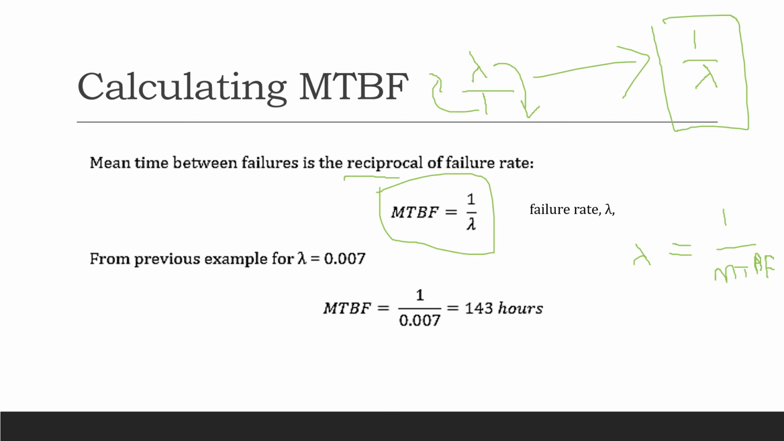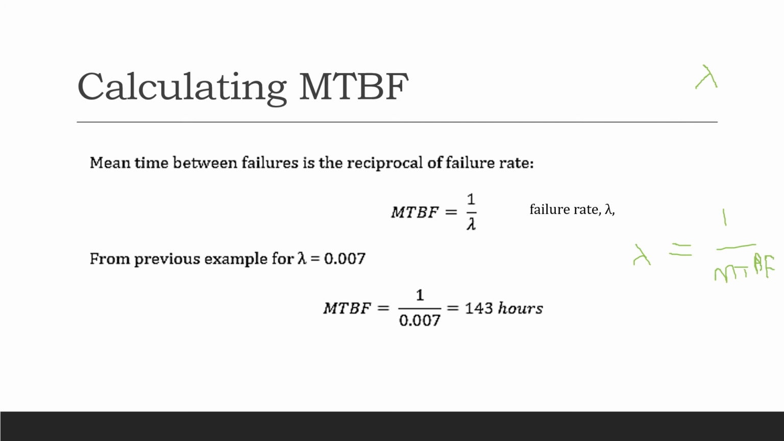Now let's take a look at the previous example. We have a failure rate of 0.7%. If I ask you to find the mean time between failure, you're going to take the reciprocal, 1 divided by 0.007, which is equal to about 140 hours.